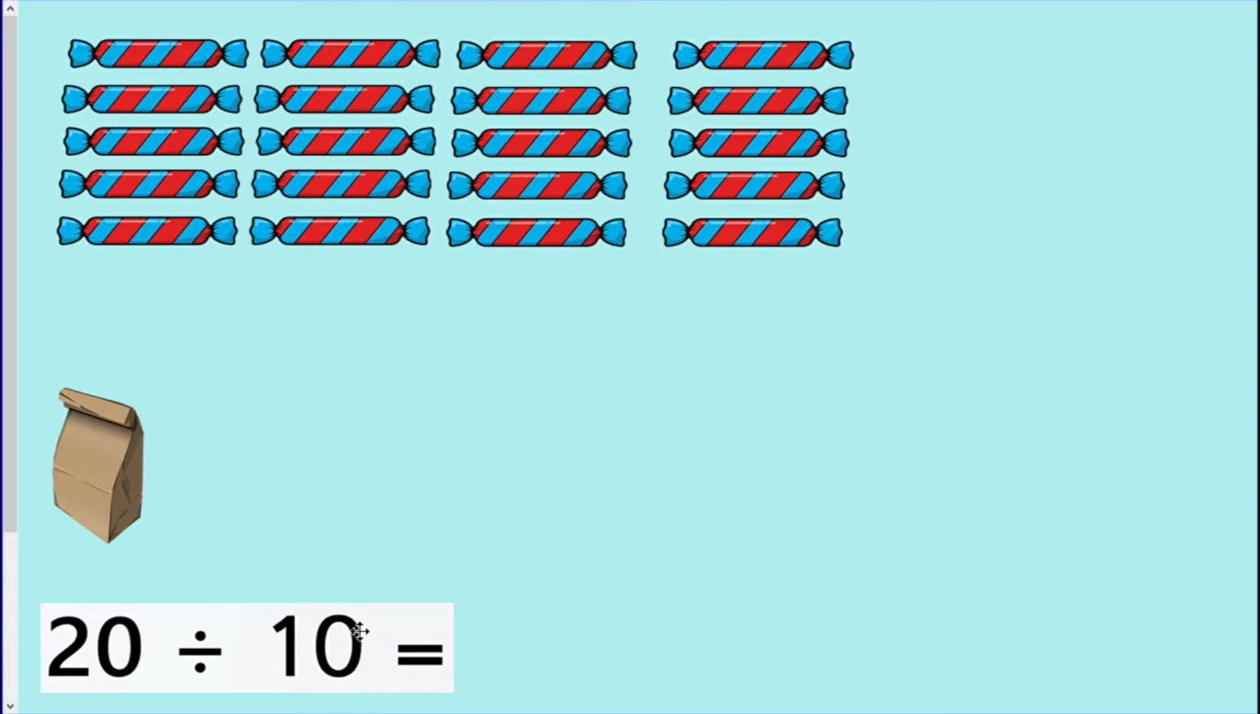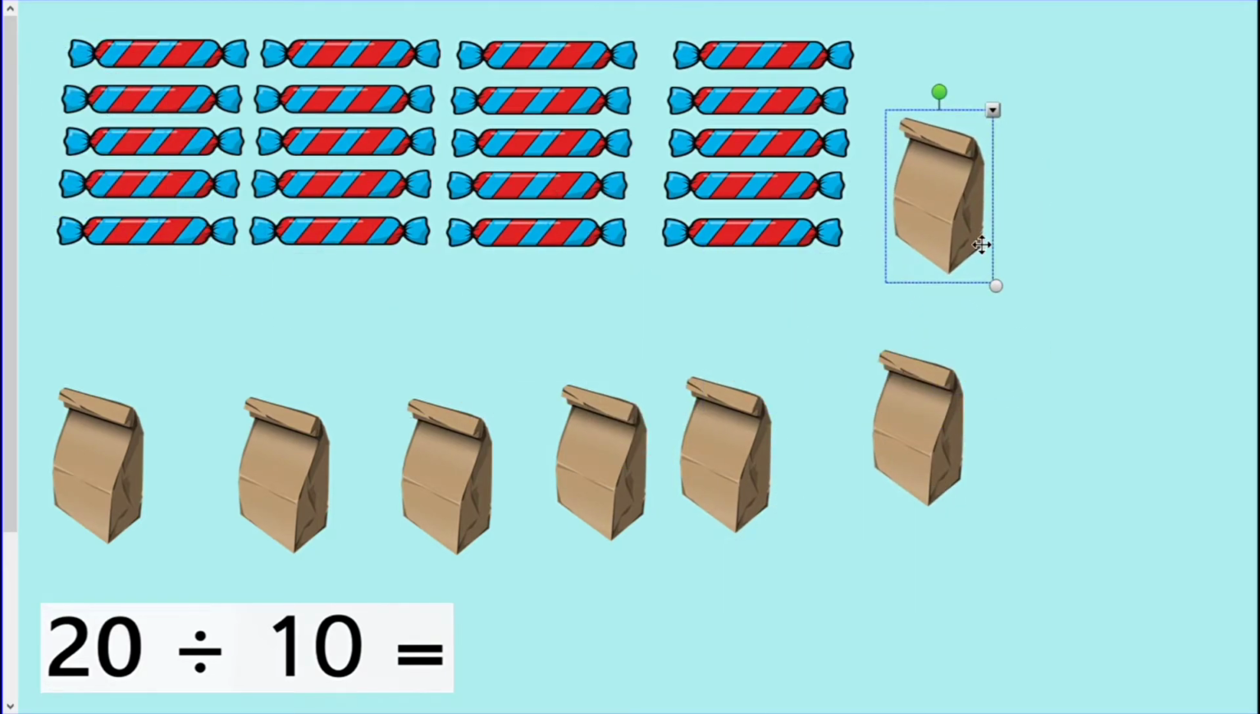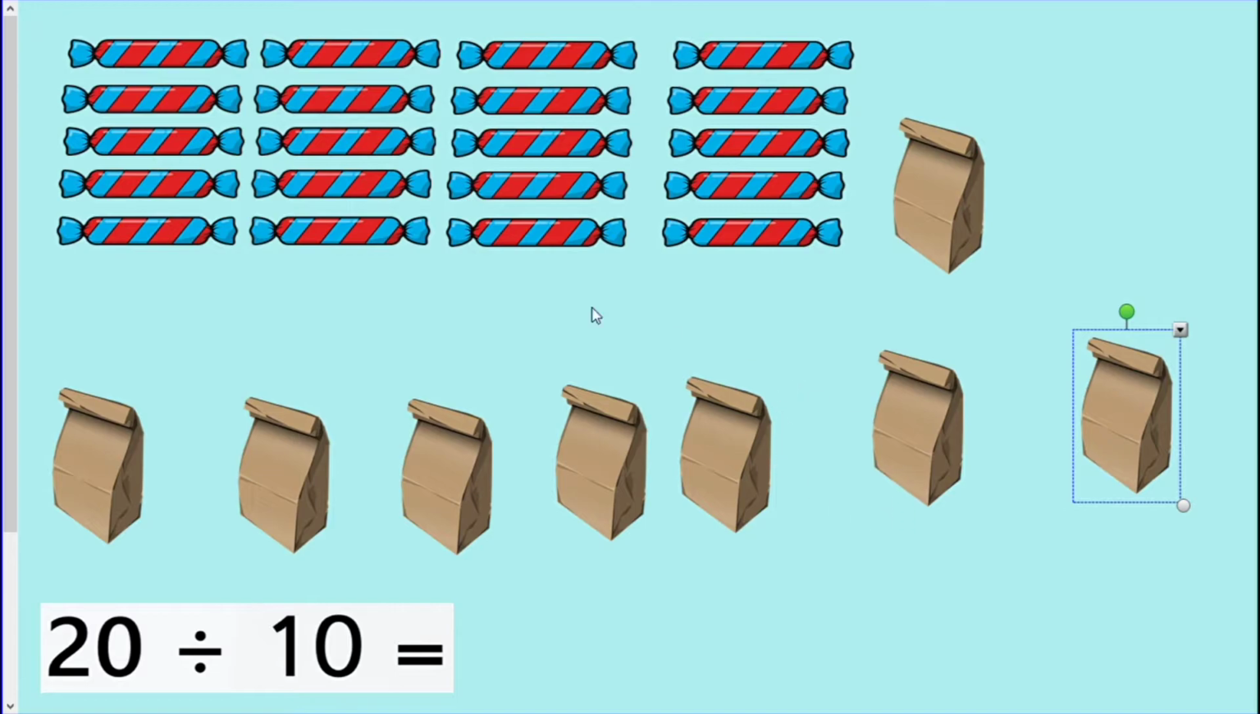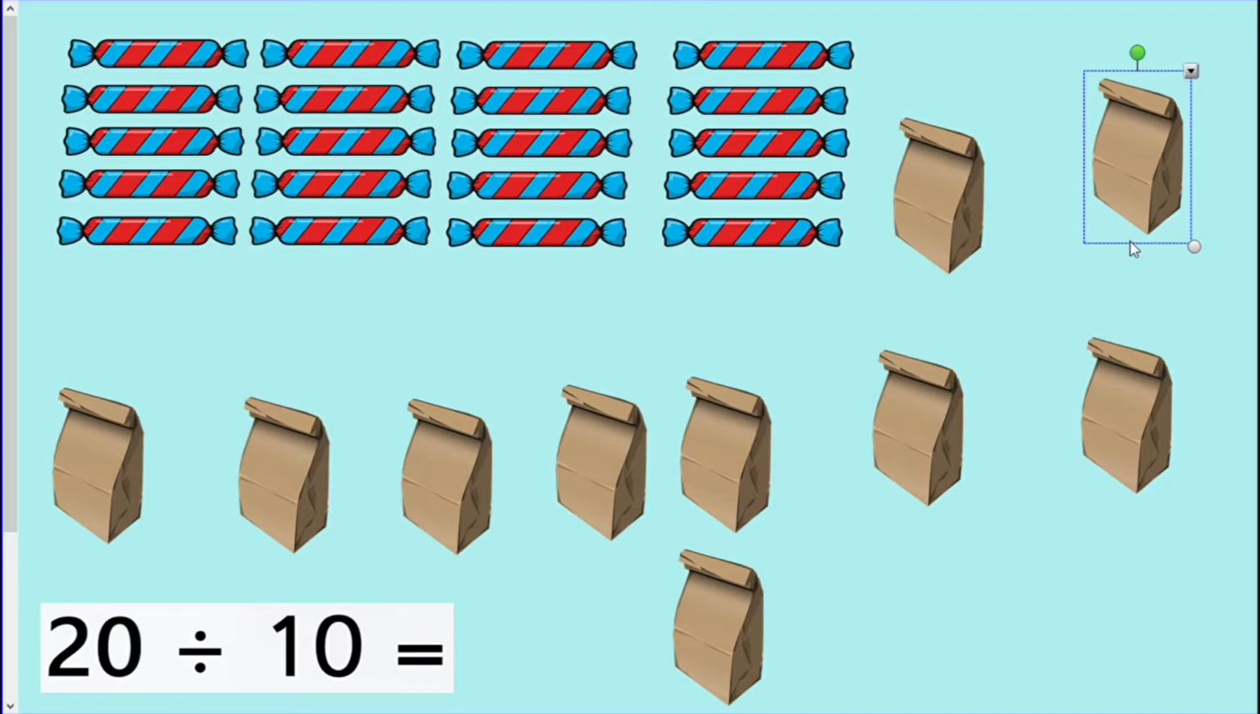And if you need to pause it, that's absolutely fine. But let's read it. It says 20 divided by 10 equals. So that tells us that I have 20 of something shared by 10 groups of something. So let's make 10 groups of our bags just here. 1, 2, 3, 4, 5, 6, 7, 8, 9, 10. Let's just put them all here, shall we?